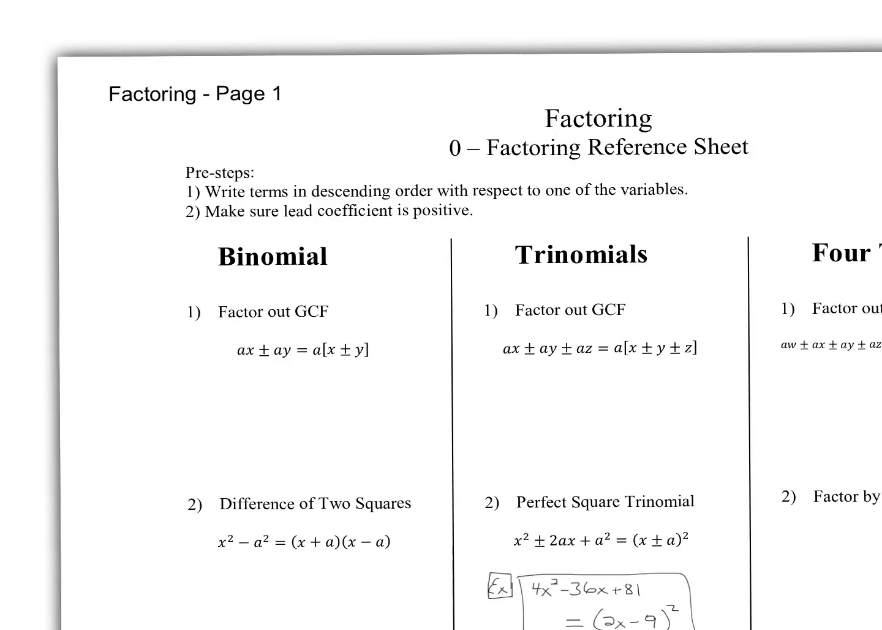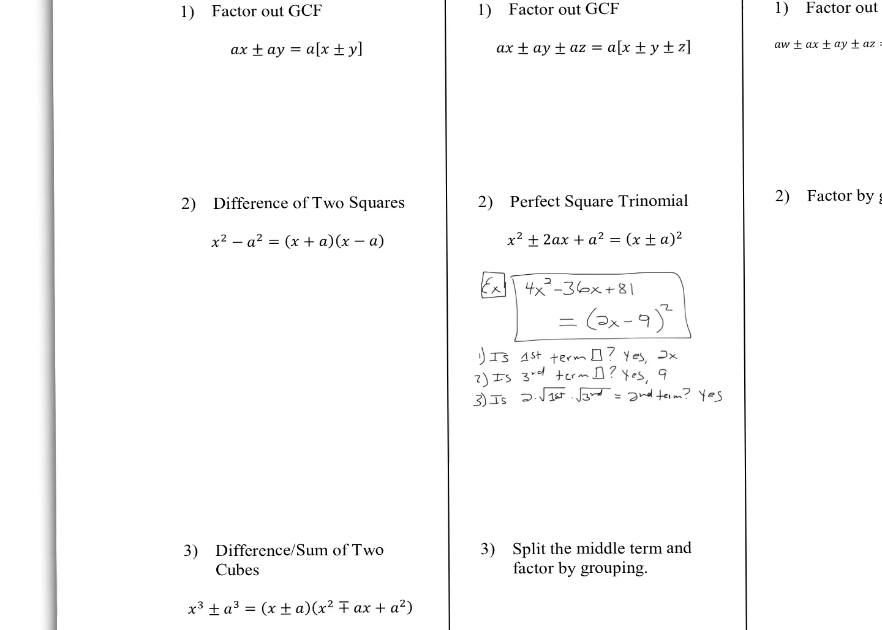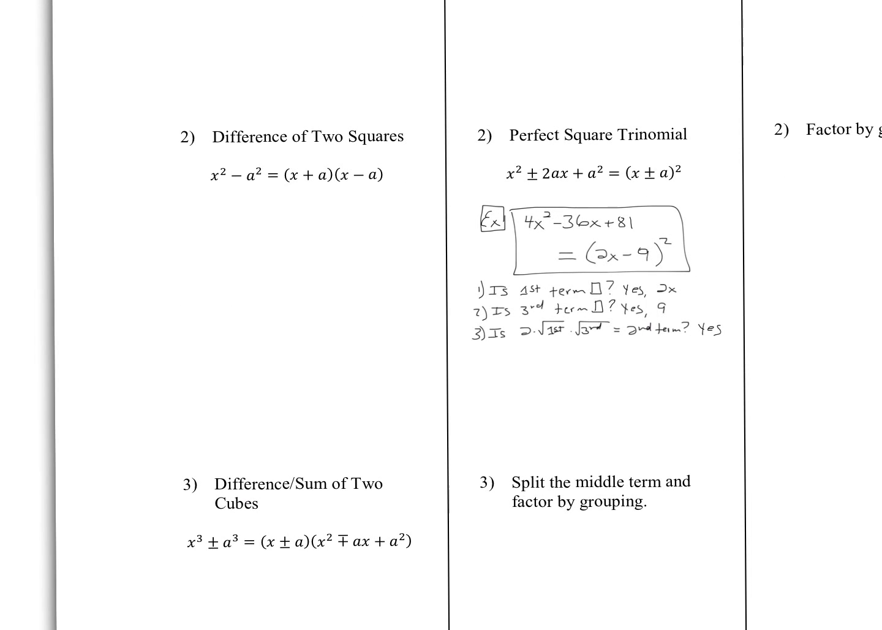Let's look at binomials now. As always, do the pre-steps first. Write the terms in descending order with respect to the exponent of one of the variables. Make sure the lead coefficient is positive. Factor out the greatest common factor. If it's a binomial, it means there's 2 terms. A couple of the special rules for binomials. Actually, the only rules for binomials that I know of.